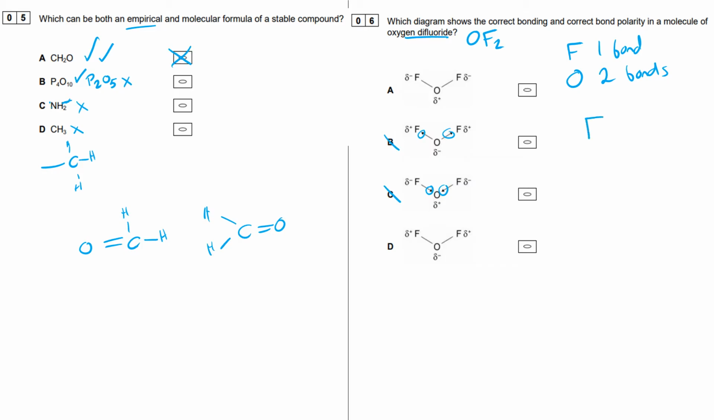You should know that fluorine is the most electronegative element. It's more electronegative than oxygen. So fluorine draws the electrons towards itself. F is going to be delta negative, O is going to be delta positive. So F is delta negative, O is delta positive, 2 covalent bonds from the oxygen, 1 from each fluorine. Answer A is correct there.